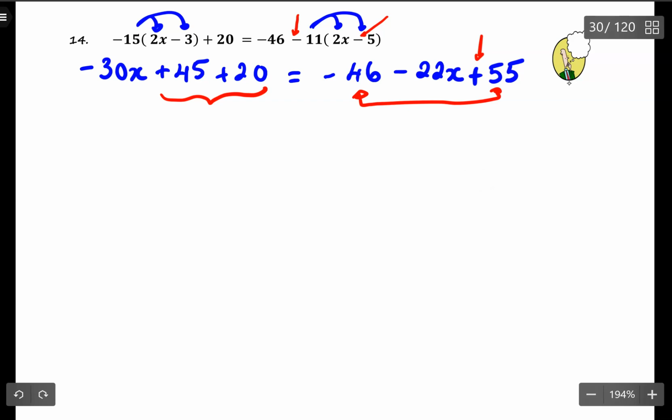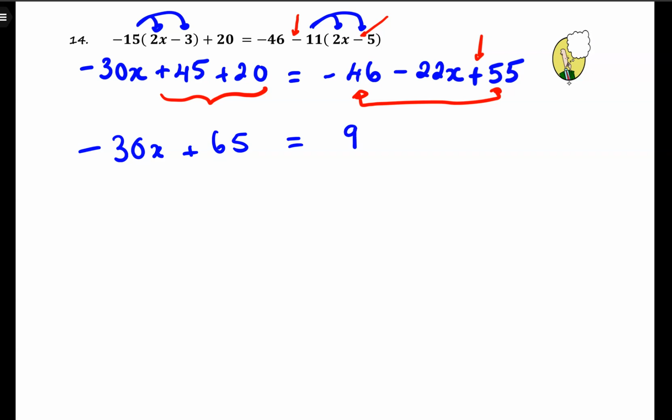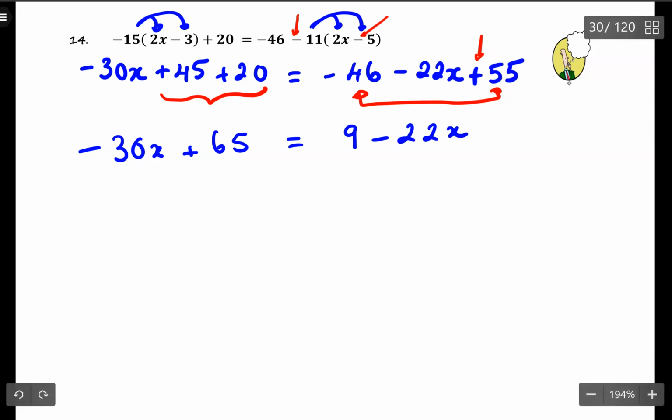Okay, so let's do that. I will have 30x plus 65. Here I should have 9, right? Negative 46 plus 55 will be positive 9, and subtract 22x. Okay, so again, what you would like to remember is this. Now you want to have x on your left-hand side, right? So to have x on the left-hand side, that means you are going to add 22x to this. Okay, add 22x to this.